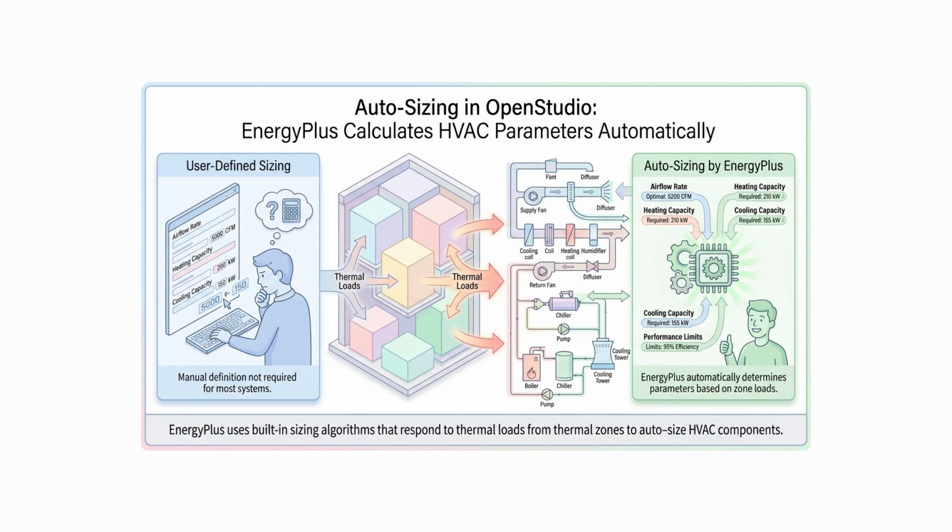By default, most HVAC systems and components in OpenStudio are auto-sized. This means that key parameters, such as airflow rates, heating capacity, cooling capacity, and other performance limits, are not manually defined by the user. Instead, they are automatically calculated by the EnergyPlus simulation engine. EnergyPlus determines these values using built-in sizing algorithms that respond to the thermal loads coming from the building's thermal zones. The sizing process happens in several steps and follows a top-down cascading approach.